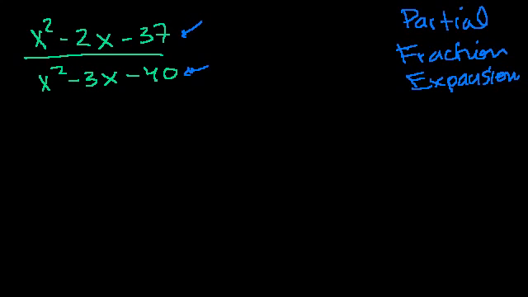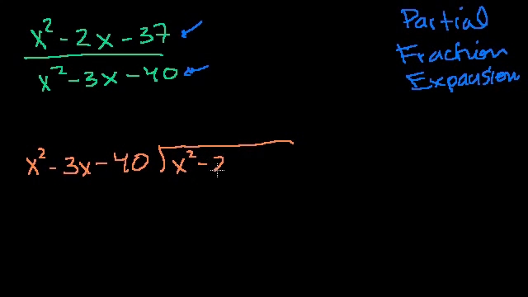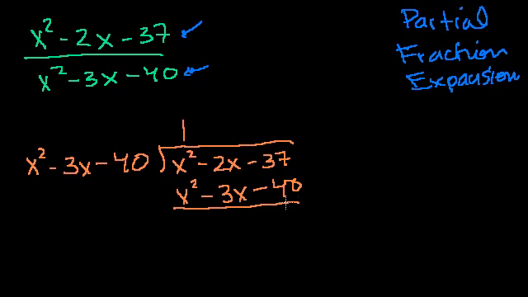I've done a video on this, but it never hurts to get a review here. So to do that, we divide the denominator into the numerator to figure out the remainder. So we divide x squared minus 3x minus 40 into x squared minus 2x minus 37. You look at the highest degree term. x squared goes into x squared one time. 1 times this whole thing is x squared minus 3x minus 40. Now you want to subtract this to get the remainder.